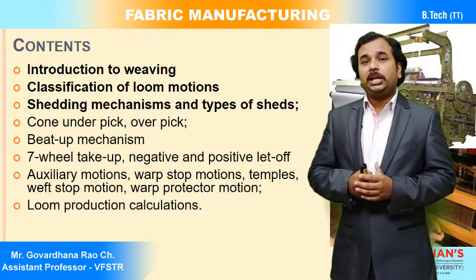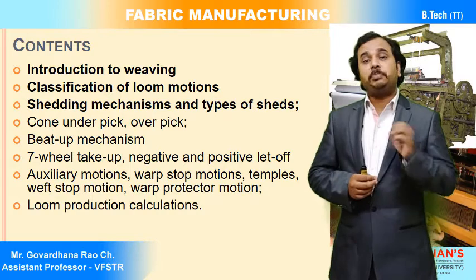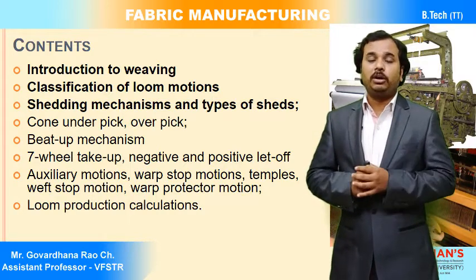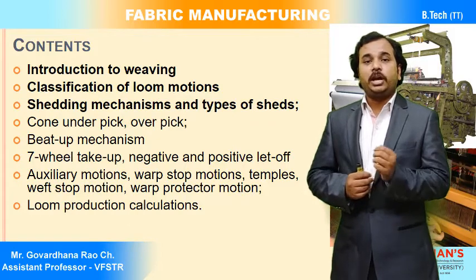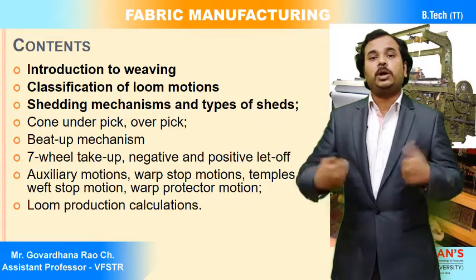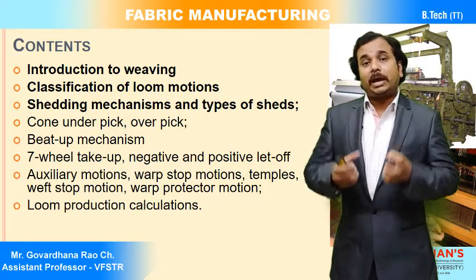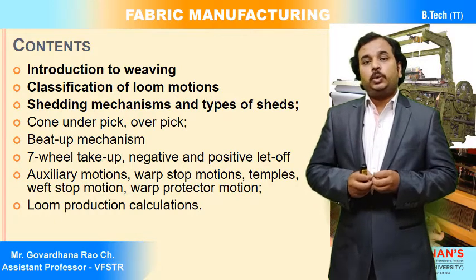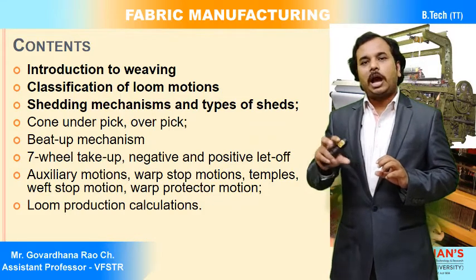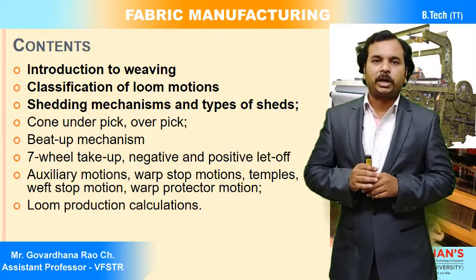You can see that there are shedding mechanisms and different types of sheds. What is picking, how is the weft yarn inserted, and what mechanisms are involved? After insertion of the weft yarn, how is the newly inserted weft yarn beaten towards the fell of the cloth? What mechanisms release the warp yarn from the warp beam, and after making the cloth, how is the cloth wound with the help of the take-off mechanism?